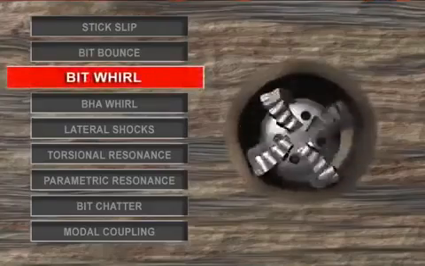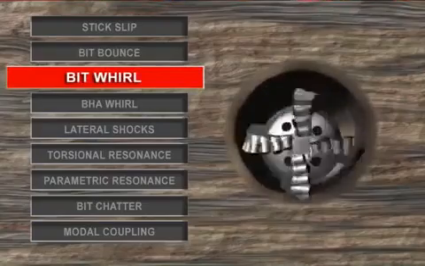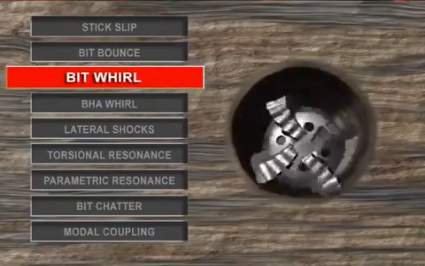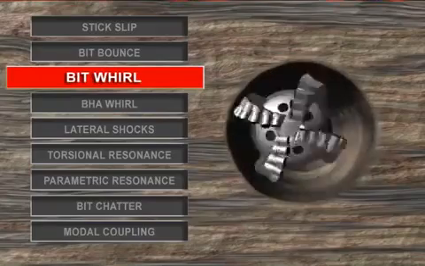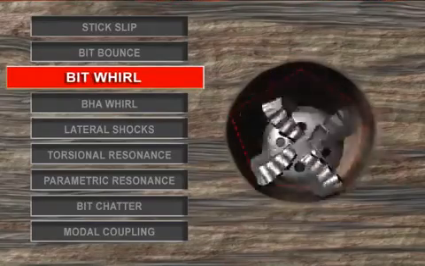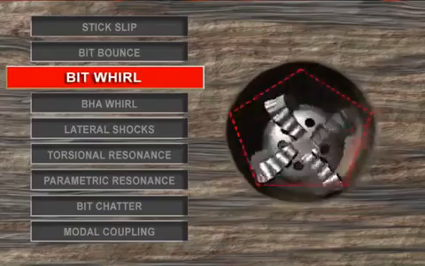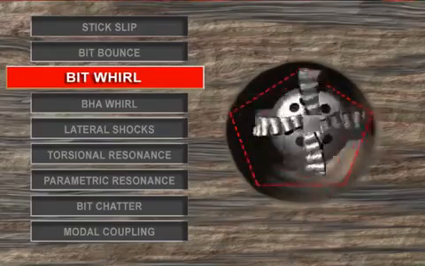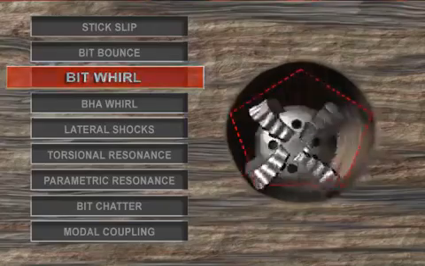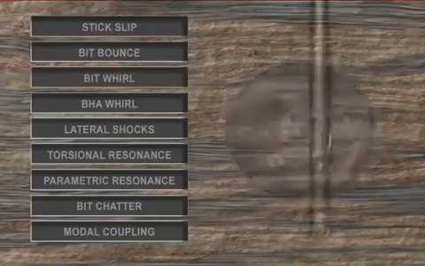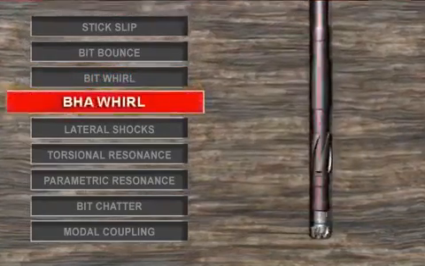Next is bit whirl. It occurs when the bit has cut itself a hole larger than its own diameter, allowing it to wander around in the wellbore instead of simply rotating around its natural center. Excessive side cutting creates an overgauge hole that, in turn, increases the tendency for the bit and BHA to continue whirling.